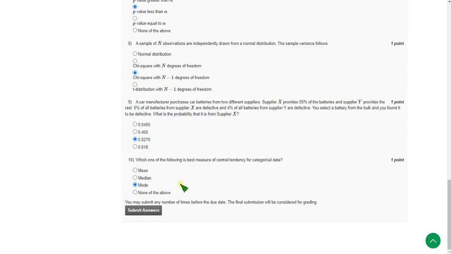So friends, these are the solutions for week 3 assignment of data science for engineers.